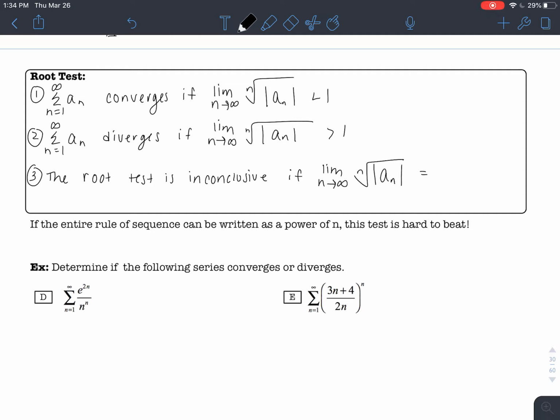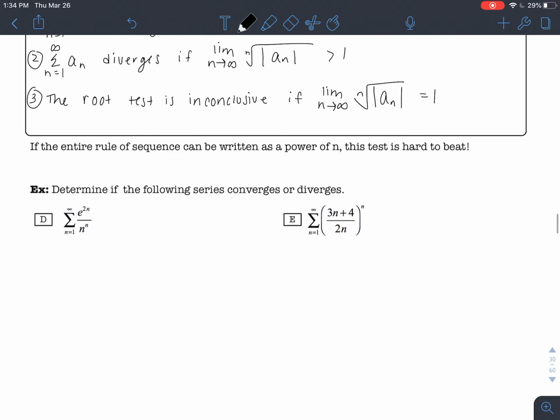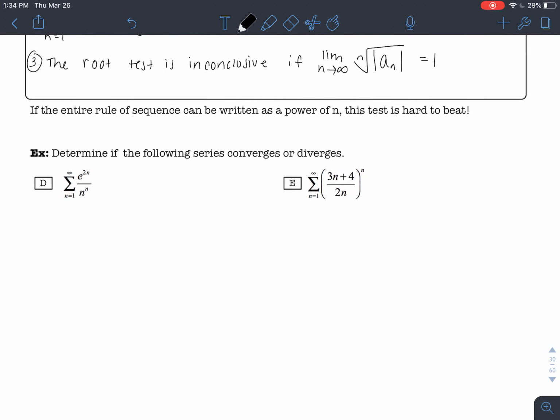I'm going to try and make my arrows a little nicer because they're a little weak on this page. Right, so if you get a limit that's equal to 1, you're just going to say, okay, root test failed, we're going to try something else. We have all of these different tests that we can use. You can try the nth term test, geometric series test, integral test, ratio test, limit comparison, direct comparison, all of that good stuff.